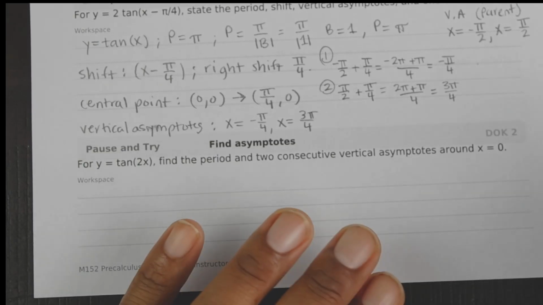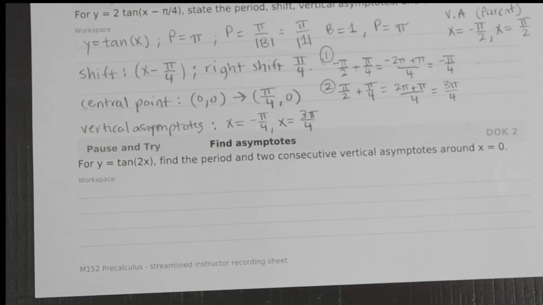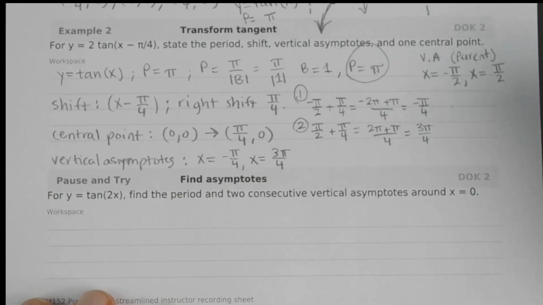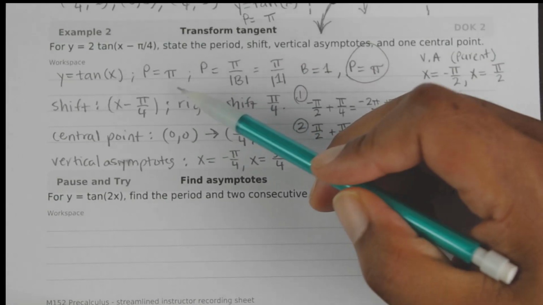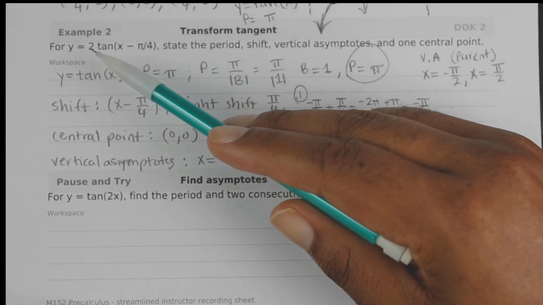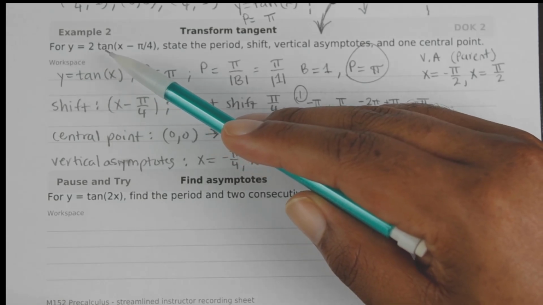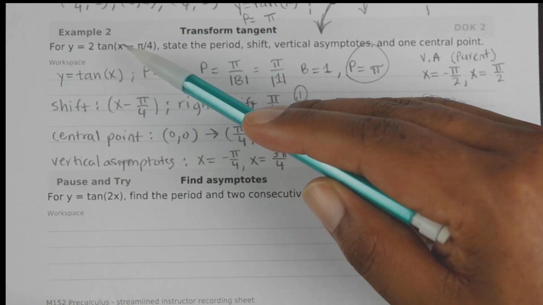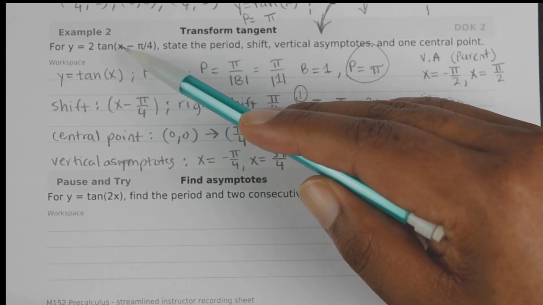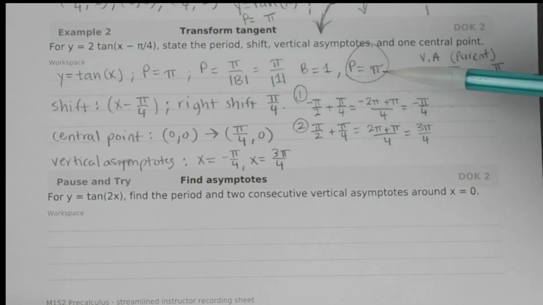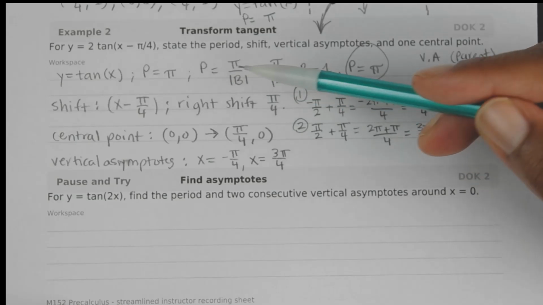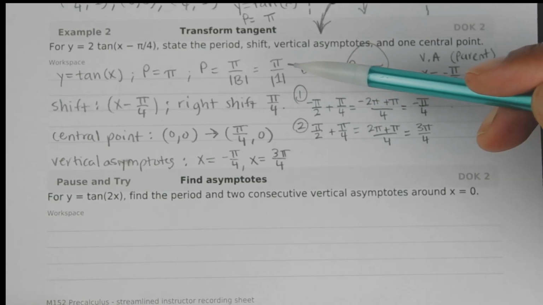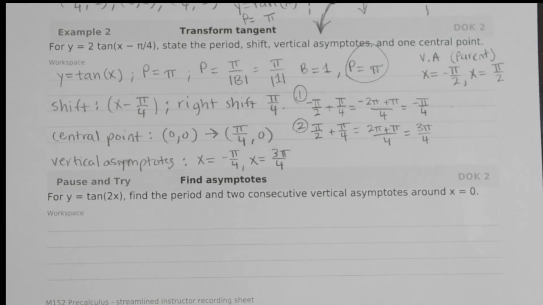So the final answer is we have a period of pi, right? Because it did not change. Remember, a, the trigonometric function, parentheses, b of x. Well, b would be 1, right? So that's why we got the period of pi, because to find the period, that's pi divided by the absolute value of b, with b being 1. We simplify this, the period would just be pi, okay?